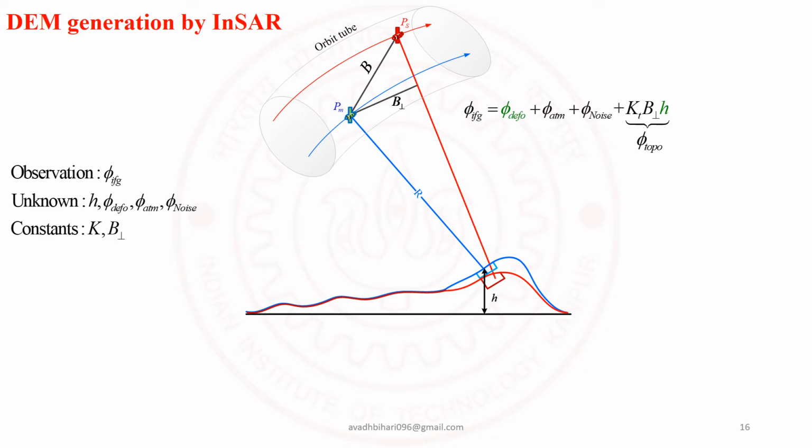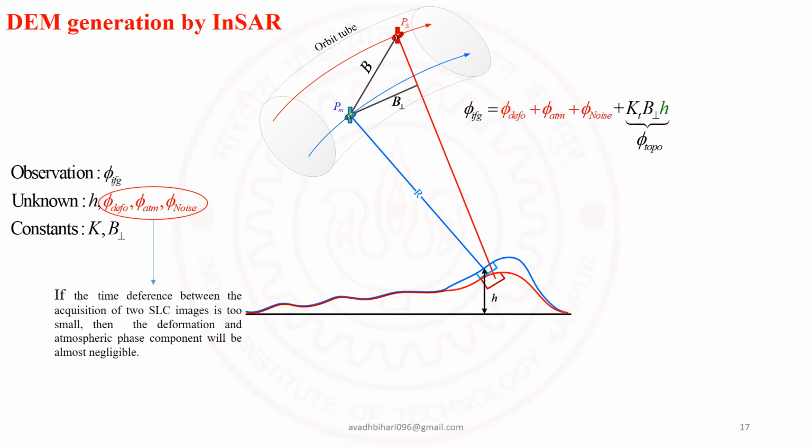But in this one equation, only the interferometric phase is known and all other phase components are unknown, including the height of the resolution cell. Now with one equation and four unknowns, it's impossible to estimate the height h. So to estimate h, one thing can be done. If we can somehow reduce these nuisance phase components and phase noise, it would be nice.